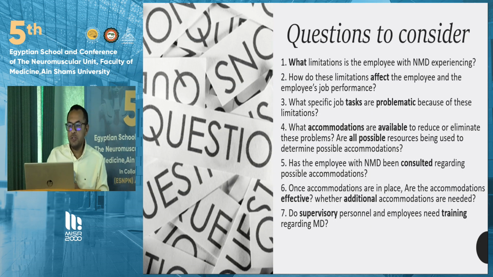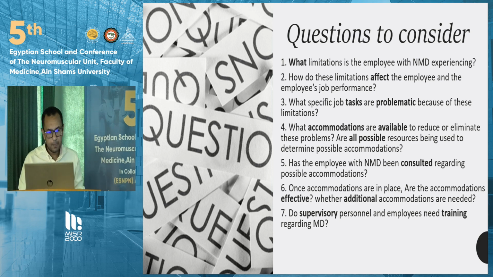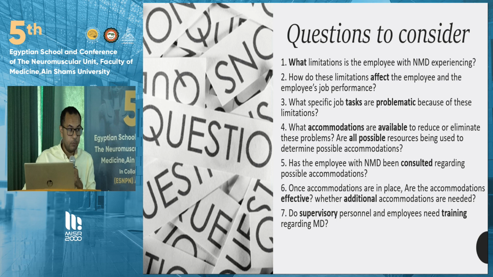So we need to have some questions in mind before we have any accommodation. The first thing we need to know: what are the limitations that this employee is having? Does this limitation affect the employee's job performance? What are the specific tasks that are problematic? Sometimes it's related to fine motor movement, sometimes it's related to body posture. Whatever it is, we need to ask about the exact tasks that we're going to tackle. What accommodations are available, if there is accommodation in the workplace already? And are we using all the possible resources?